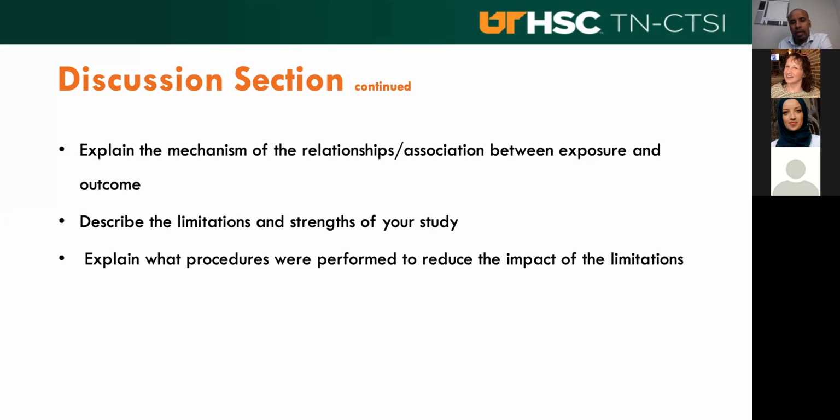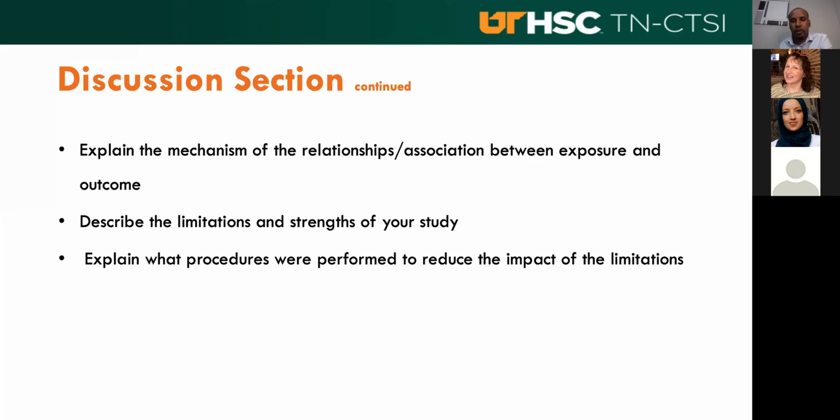And in clinical studies, explain the mechanism of the association between the exposure and the outcome variable. Usually you use one brief paragraph about the mechanism of the relationship between the exposure and outcome, and describe the limitations and strengths of your study. These are usually required. What are the limitations of your study?